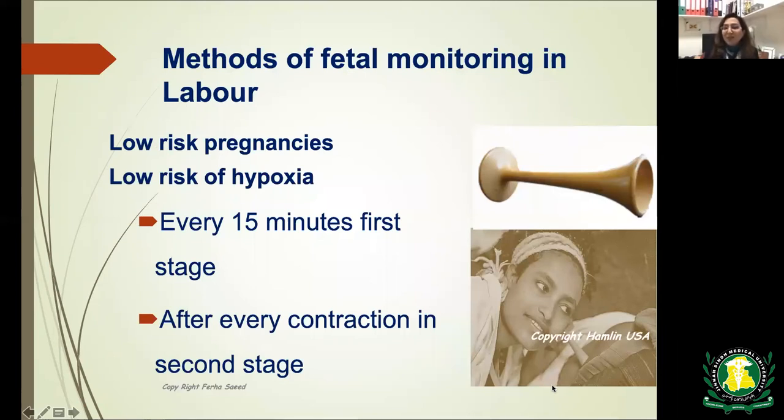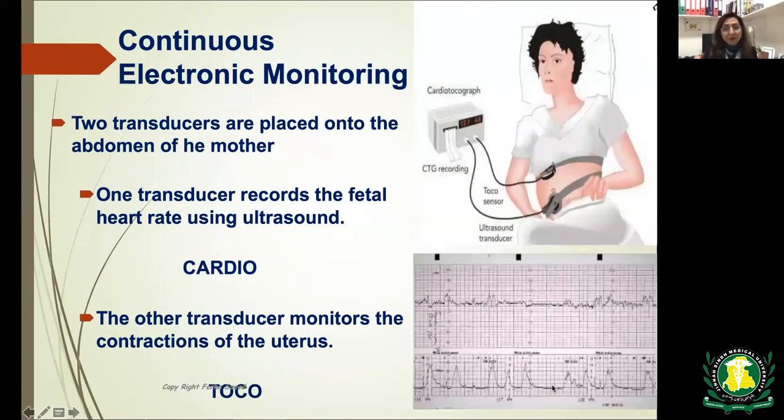Now, what we do on labor wards, in low-risk labor wards, we use this Pinard stethoscope. You must have seen it in your labor ward. It is usually used in low-risk pregnancies because low-risk pregnancies don't have risk of hypoxia. We monitor babies by listening to the fetal heart every 15 minutes in the first stage of labor until they're fully dilated, and then we monitor them after every contraction in the second stage.